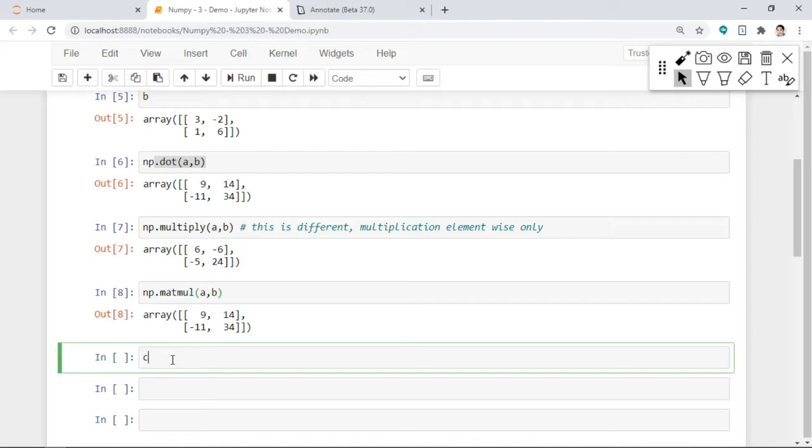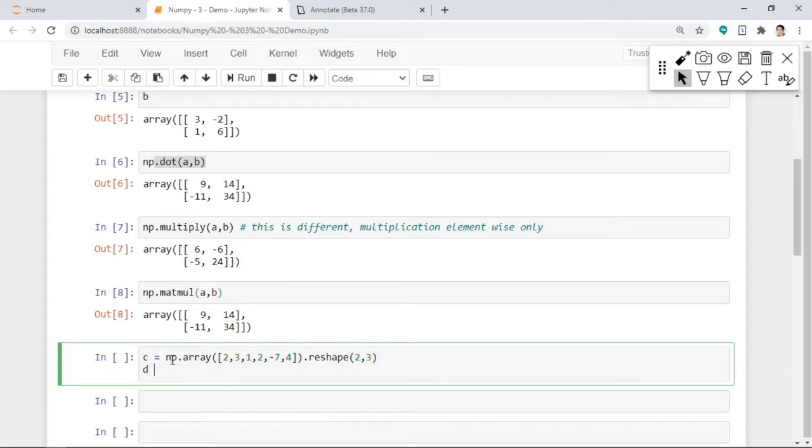So for example, we denote this C. Again, np.array, so we'll create a 2 by 3 matrix composed of the following values: 2, 3, 1, 2, -7, and 4. Then we will reshape this one to 2 by 3, another matrix or multidimensional array.